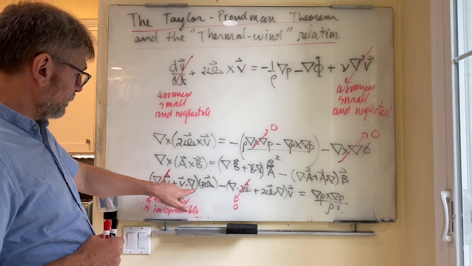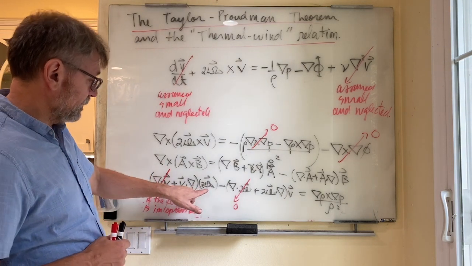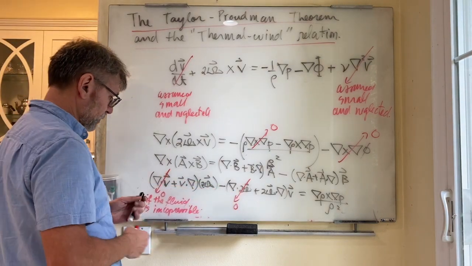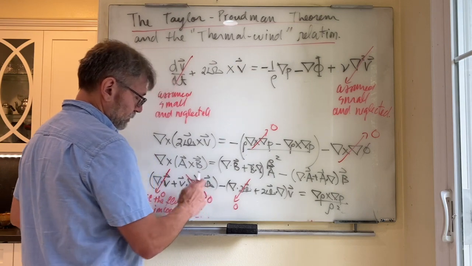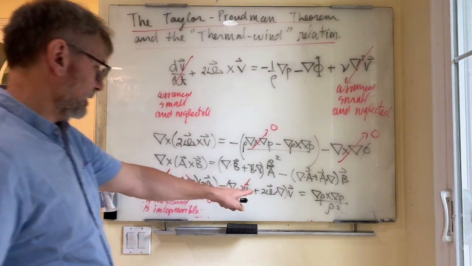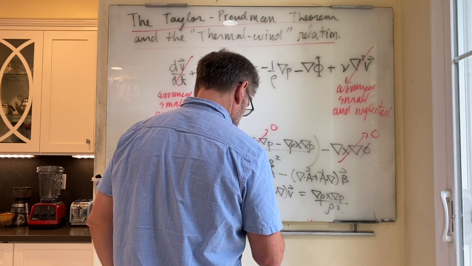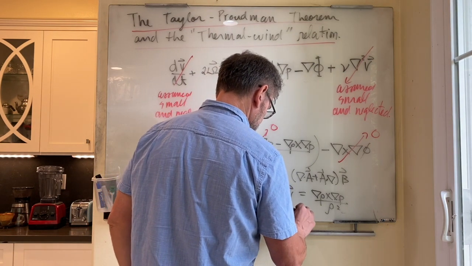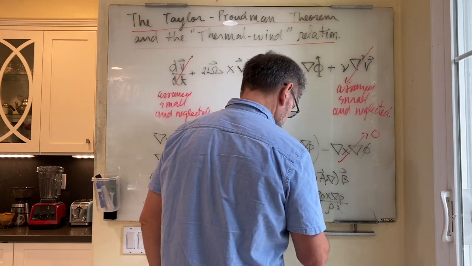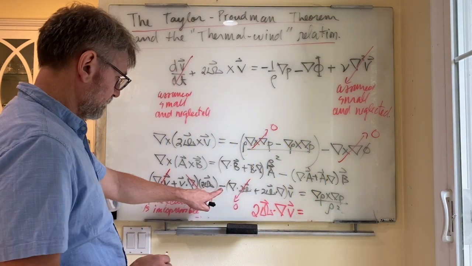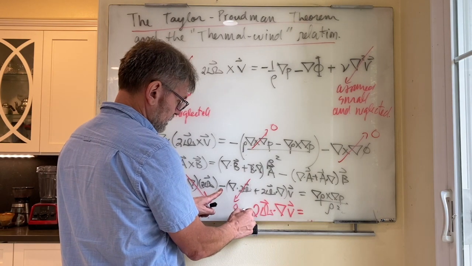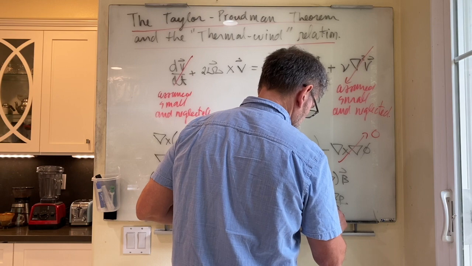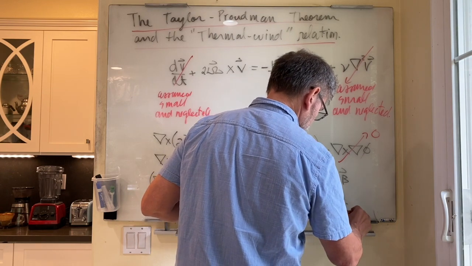Then over here, we have the directional derivative again of 2 omega. So that also vanishes the same way divergence does, because this is a constant vector. So this term also vanishes, because omega is constant. And all we're left with in the end is 2 omega dotted with the gradient of V is equal to, minus, right? I have a minus over here. Grad rho cross grad P divided by rho squared.